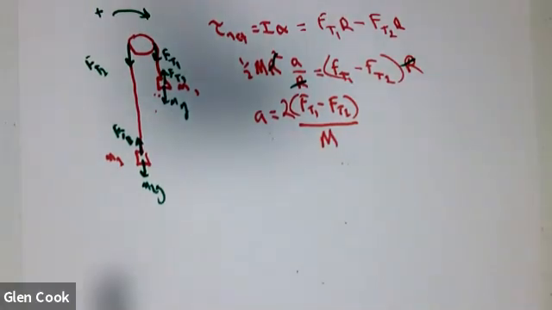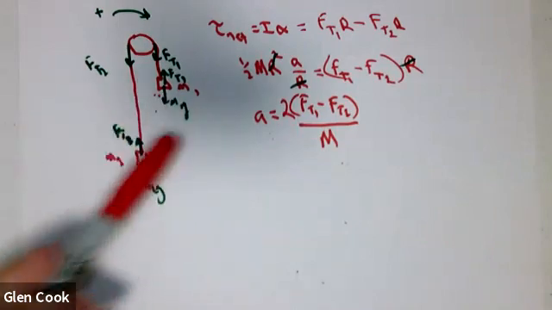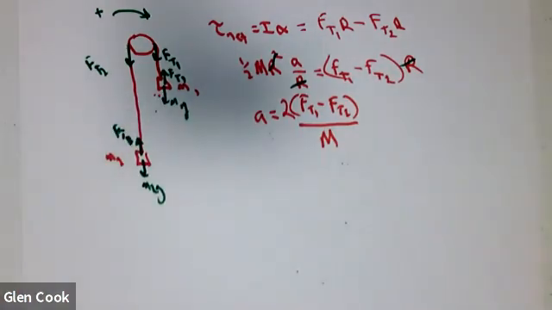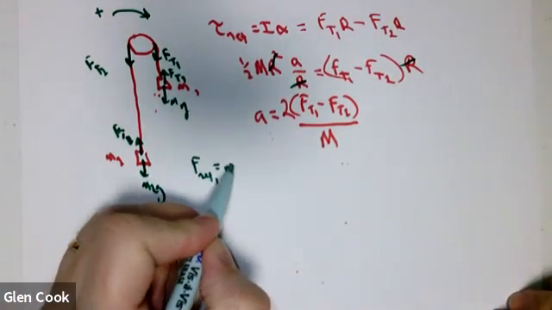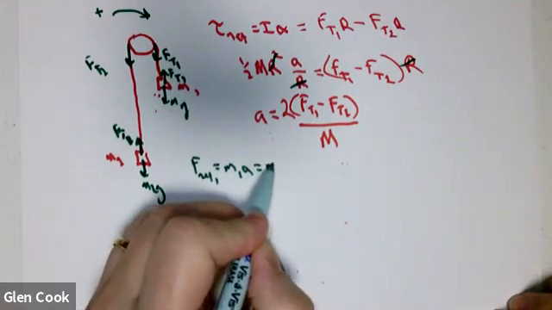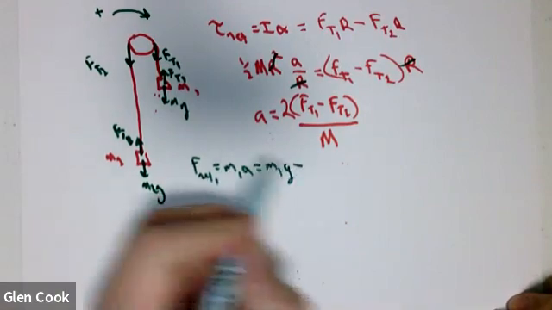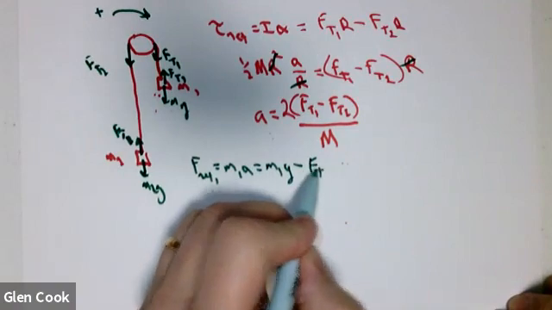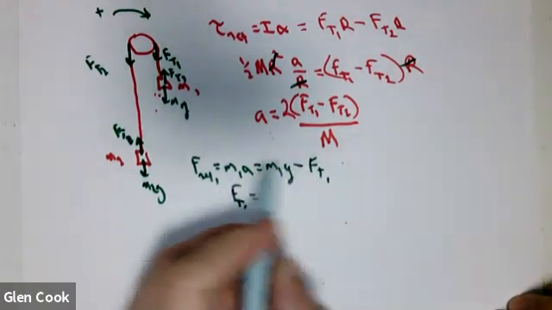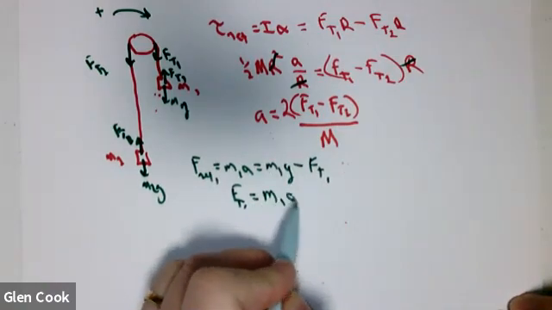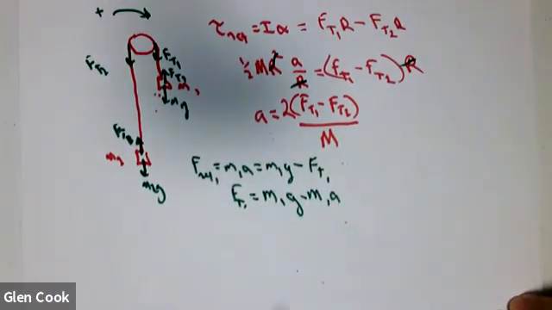And how do I get the tension values? Well, I have to come back and look at this. They're both going to have the same linear acceleration. And so I'd write an F net statement for particle 1. F net 1 equals M1A, which is M1G minus force tension 1. So force tension 1 would be equal to M1G minus M1A.